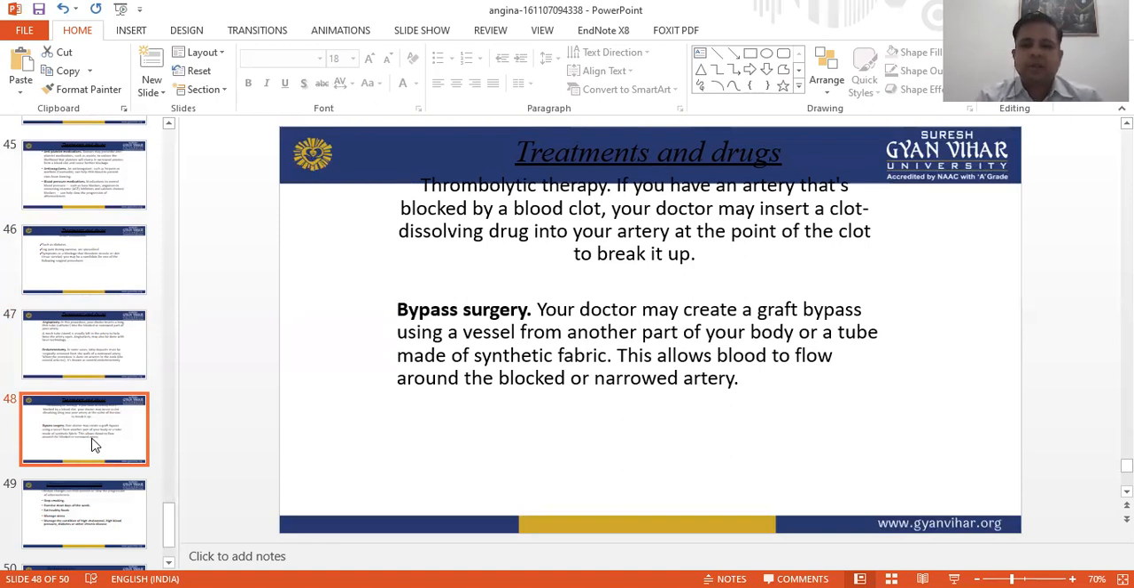Thrombolytic therapy. If you have an artery that's blocked by a blood clot, a doctor may insert a clot-dissolving drug into the artery at the point of the clot to break it up. Bypass surgery. A doctor may create a graft bypass using a vessel from another part of the body or a tube made of synthetic fabric. This allows blood to flow around the blocked or narrowed artery.